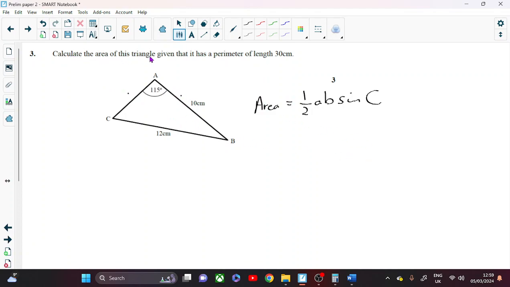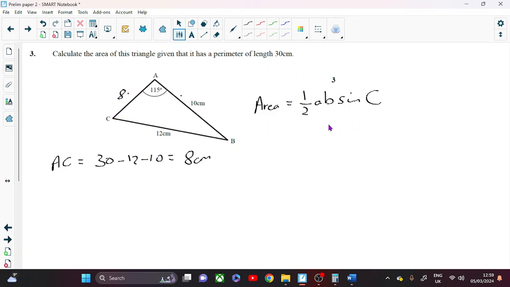We have been told that the triangle has a perimeter of length 30 centimetres. So that's round the outside edge, adds up to 30. In order to use this formula, we need this unknown side AC. So AC is 30 minus 12 minus 10, 20, 10, 8. So that's 8 centimetres.